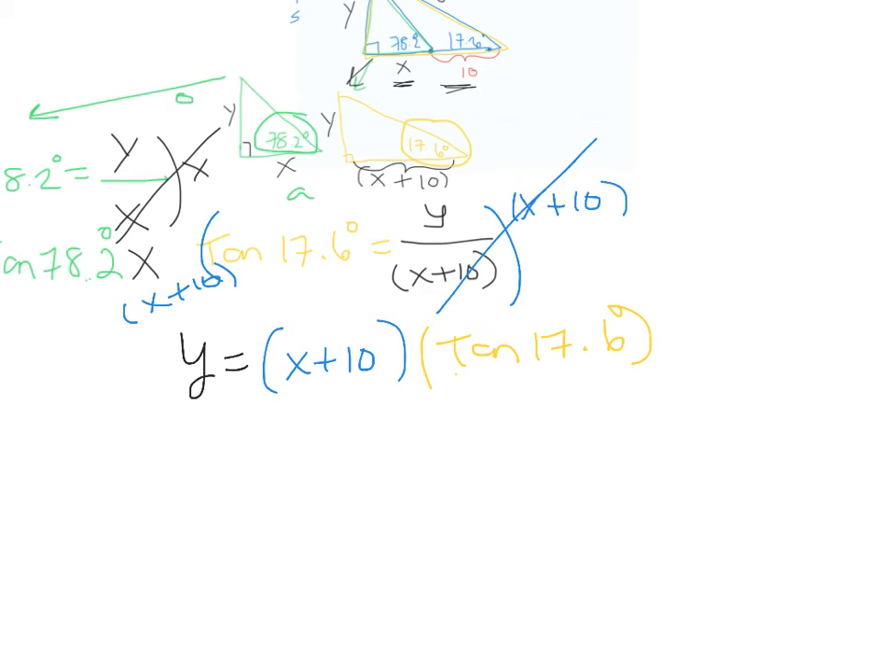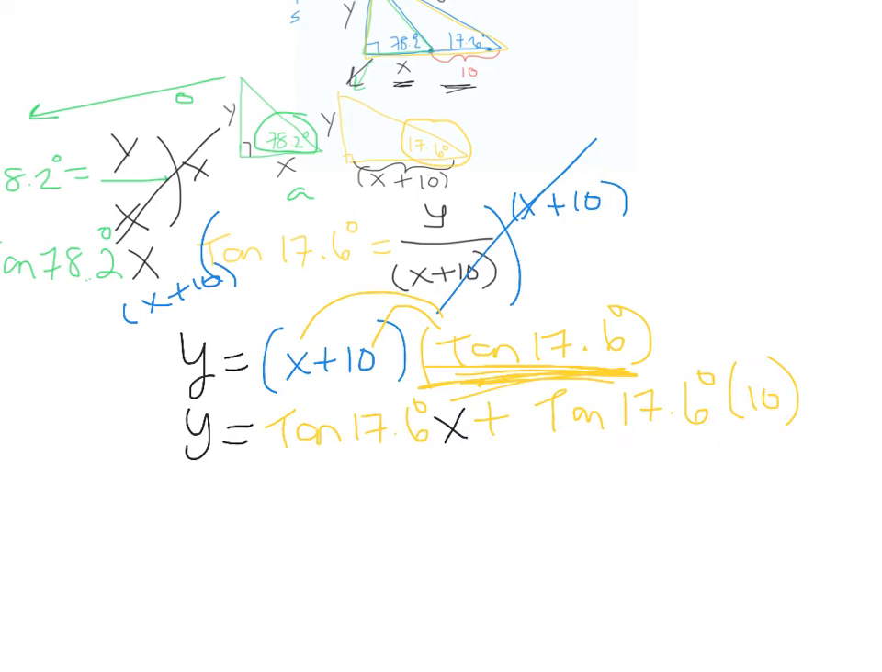So now I'm going to distribute tangent 17.6 degrees to the x and to the 10. Remember, tan 17.6 degrees, that's a number, right? This is basic algebra. So when we distribute, we get y equals tan of 17.6 degrees x plus tangent of 17.6 degrees times 10. Now, I'm not plugging this in my calculator right away. I could, and this is a number, and I can multiply by 10, and I get a number. But it's best to round in the very end. You're going to get the best answer.